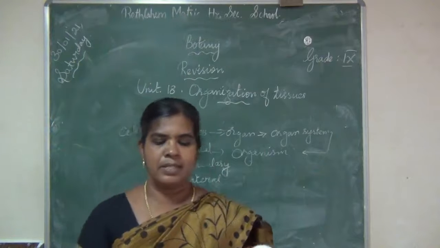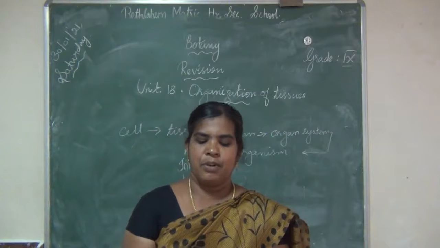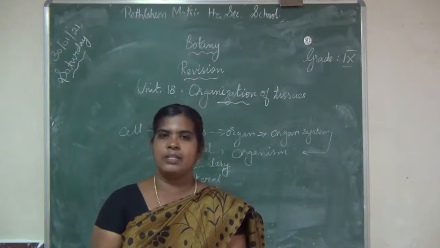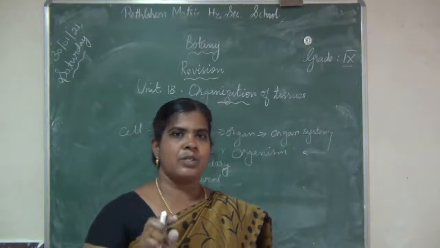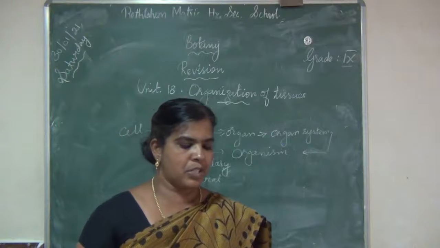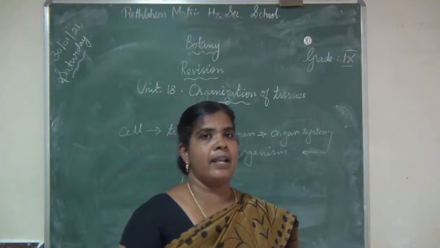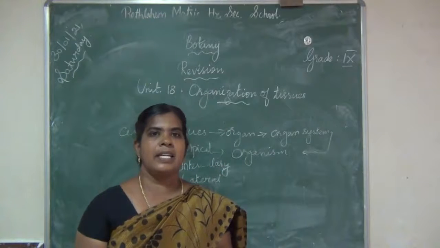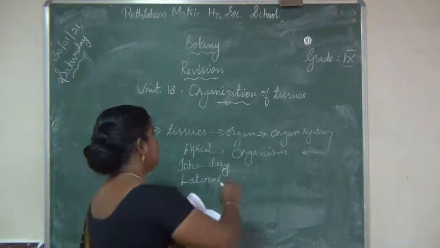So apical meristem, see page 211: these are found at the apices or at the growing points of root and shoot. Its location is the growing point of root and shoot. What about its function? It brings about increase in length. Increase in length, that is the function of apical meristem. What is the second type?